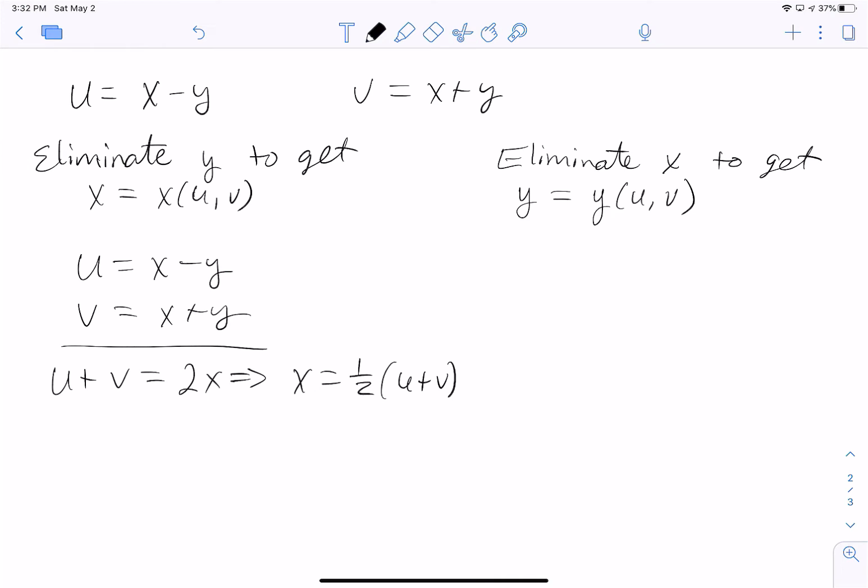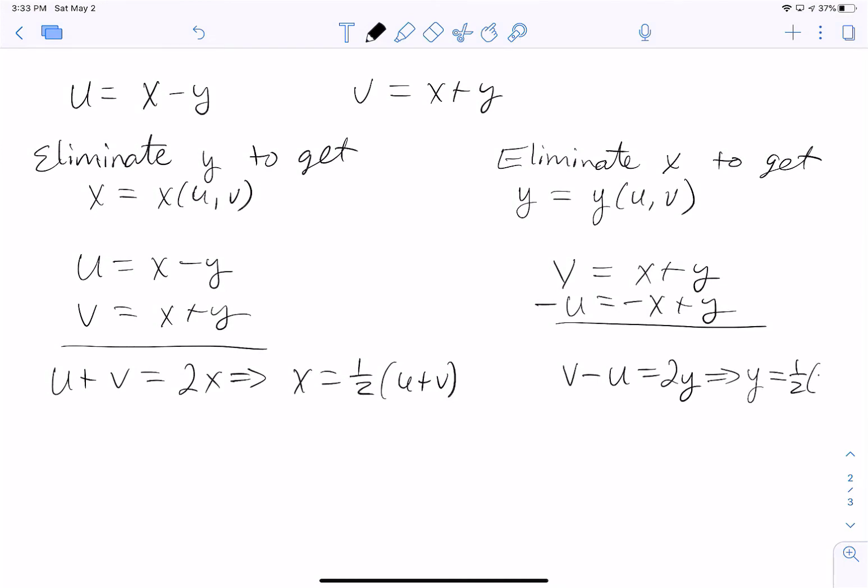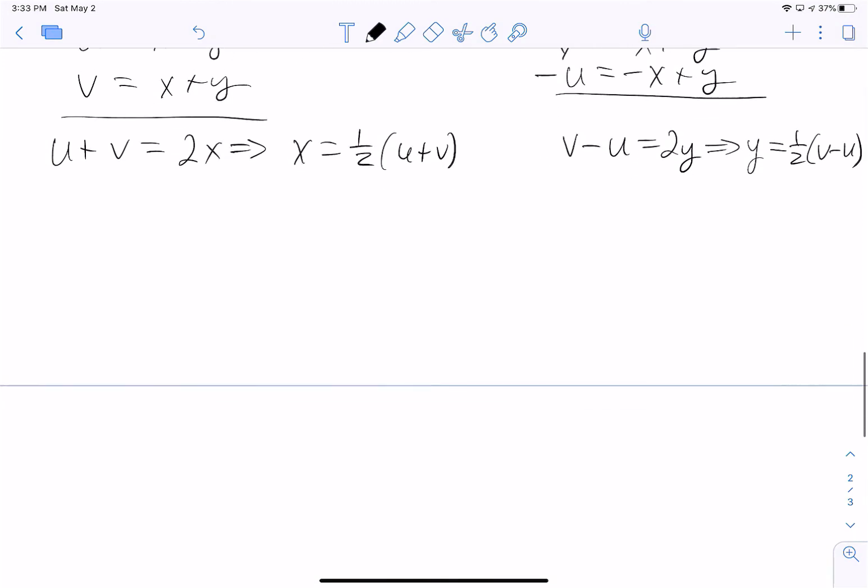Likewise, we can eliminate x to get y as a function of u and v. We do that by taking the second equation, v equals x plus y, and subtracting the first equation, so we get negative u equals negative x plus y. Adding those two together, we get v minus u equals 2y, which means that y is equal to 1/2 of (v minus u). Using these, we get our Jacobian.